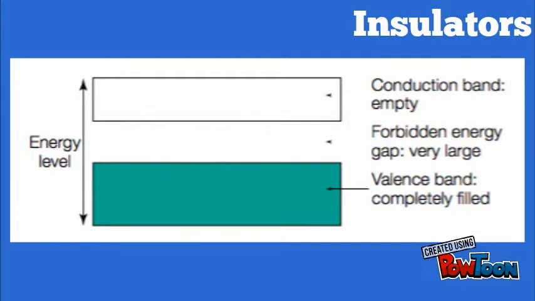The valence band is separated from the conduction band via a very large forbidden energy gap. Therefore, at room temperature, the electrons don't have enough energy to jump the gap, so there are no electrons in the conduction band. Since the conduction band is empty, its resistance is infinite.